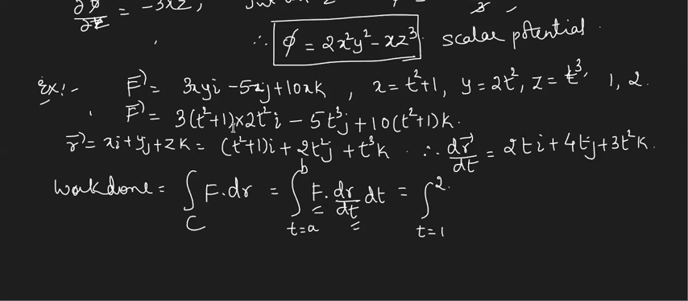Okay, write your F in terms of t and take r. What is the standard format? xi plus yj plus zk. Substitute for x, y, z values and then differentiate this r with respect to t. Okay, you will get one more vector.